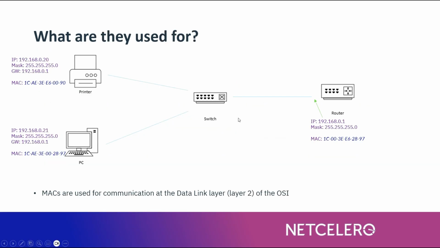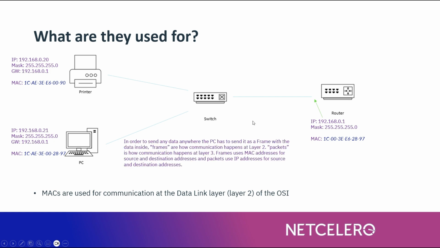So what are MAC addresses used for? In this video, I've drawn up a simple example of a small network. We have a PC, a printer, a switch, and a router. You can see the IP addresses for the PC, the printer, and the router, and you can also see the MAC addresses for each of them.